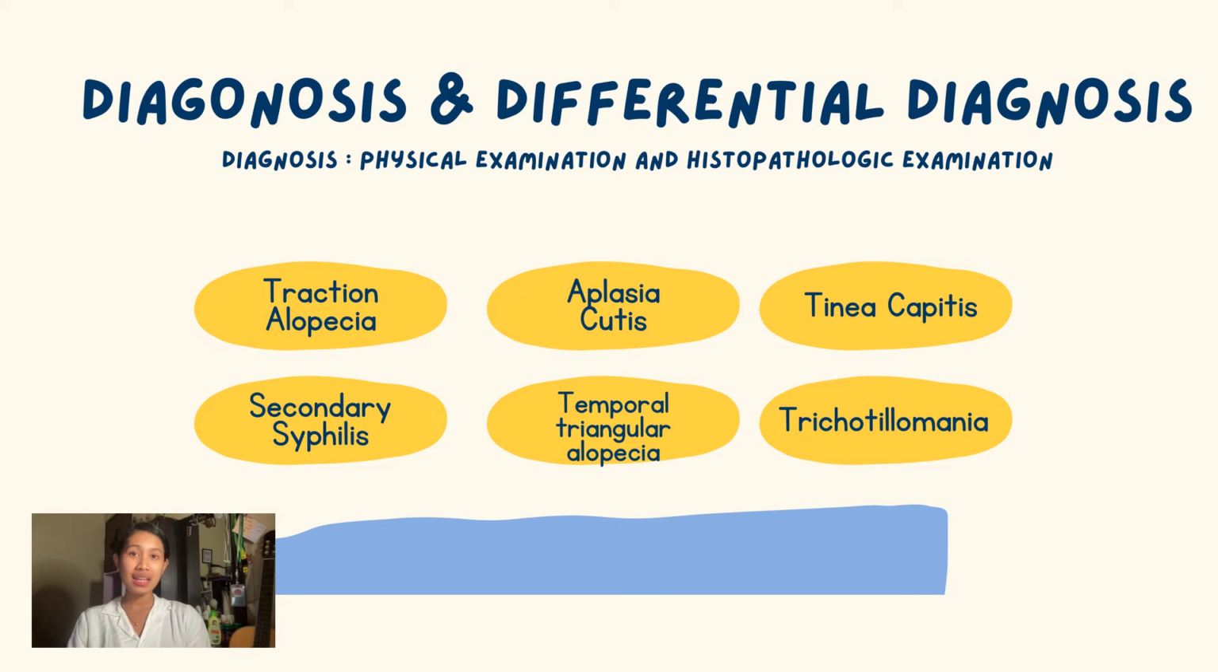Second is histopathologic examination. In histopathologic examination, it will show some dense lymphocytic infiltrate that is called the bee swarm pattern in the anagen hair follicle. And several differential diagnoses for alopecia areata can be: one, traction alopecia; second, aplasia cutis; third, tinea capitis; and secondary syphilis, temporal triangular alopecia, and trichotillomania. That's all I can say.